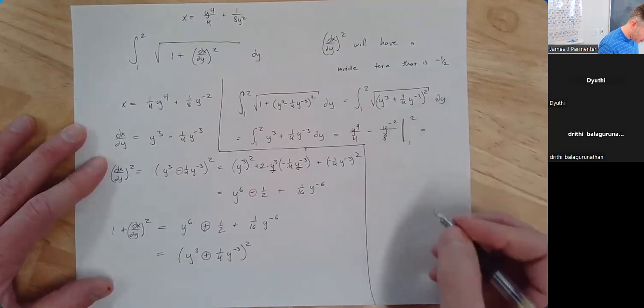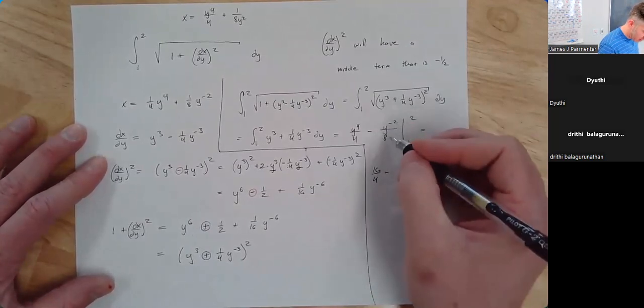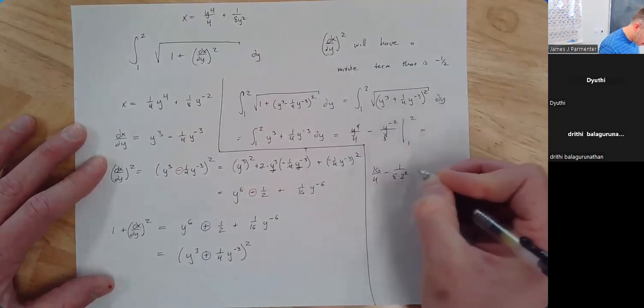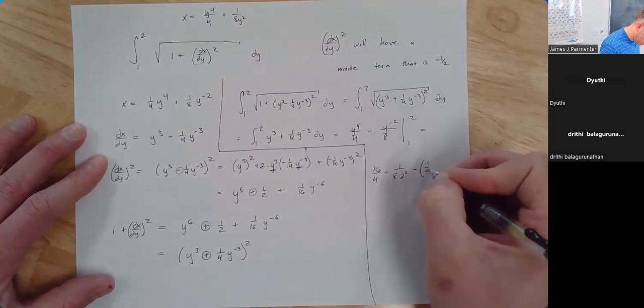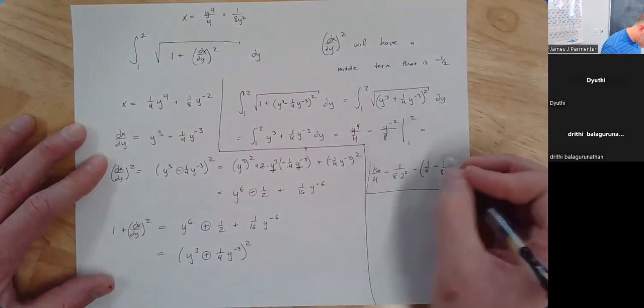And then we just plug in and we get 16 over 4 minus, I would probably think of this as the y squared in the bottom, so 1 over 8 times 2 squared, minus, and then 1/4 minus 1/8. Whatever terrible number that is.